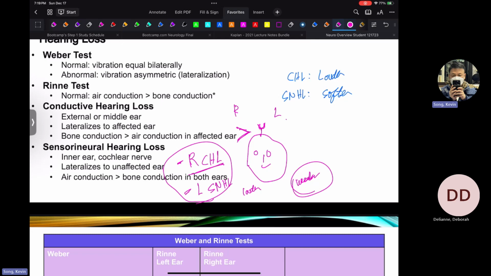So the way you distinguish this is the Rinne test. The Rinne test is normally AC is louder than BC.